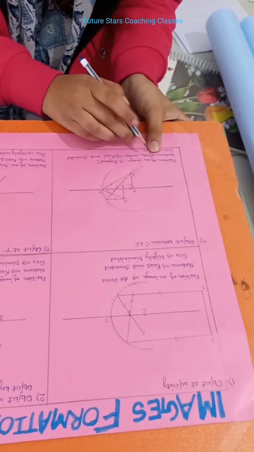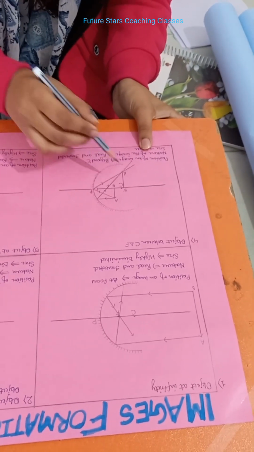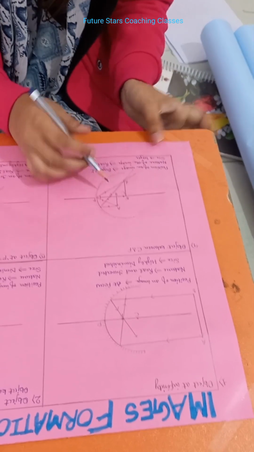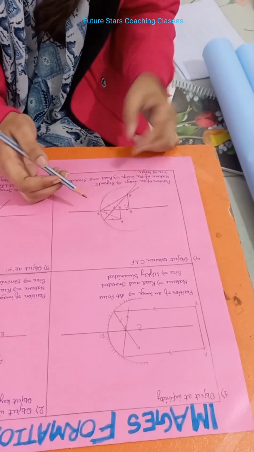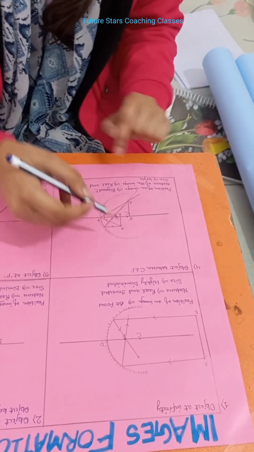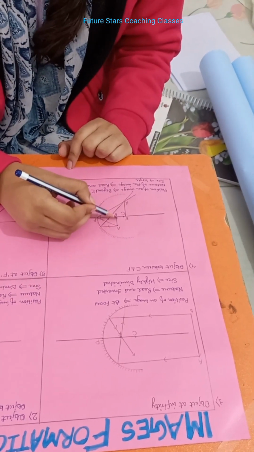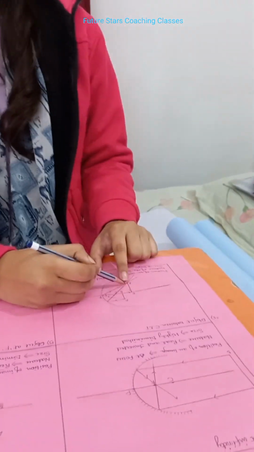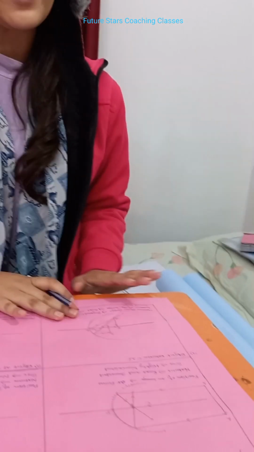The position of the image is beyond C. In this case, the formation of the image would be beyond C. The nature of the image is real and inverted as it is in front of the mirror. Size would be larger. As we can see here, the object over here is smaller than the image forming over here. So the size is larger, because we can see a larger image is forming. So we are done with the fourth case.